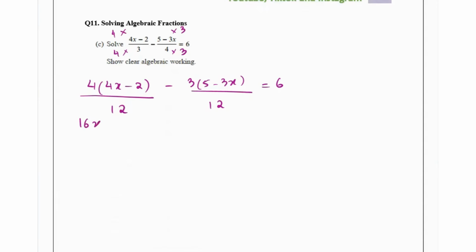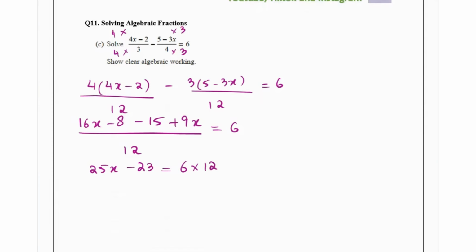Expand the bracket, 16x minus 8 minus 15 plus 9x, and write it as a single fraction with the denominator of 12. Combine the like terms, 16x plus 9x is 25x, minus 8 minus 15 is going to be negative 23. You can cross multiply, so that's 6 times 12.